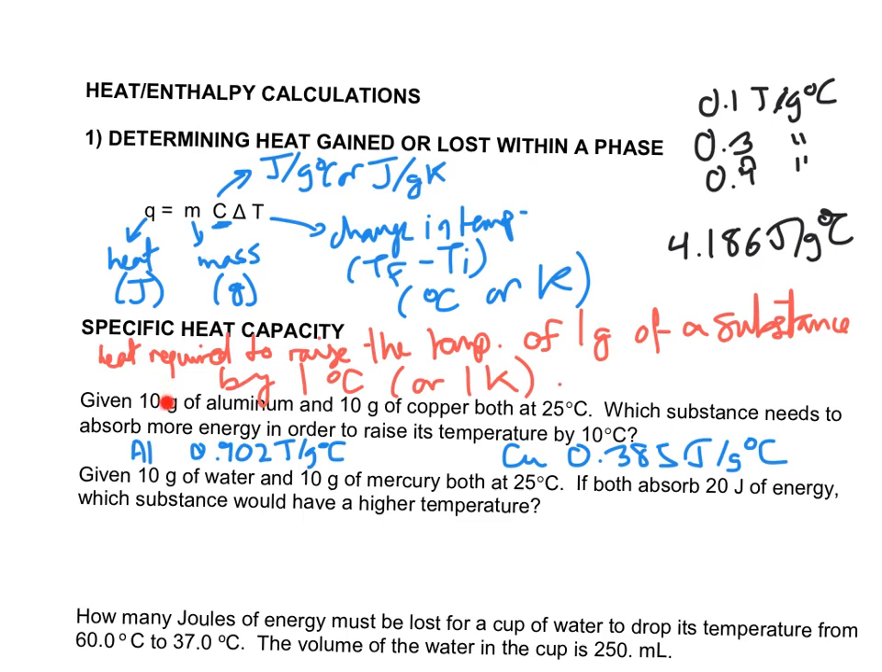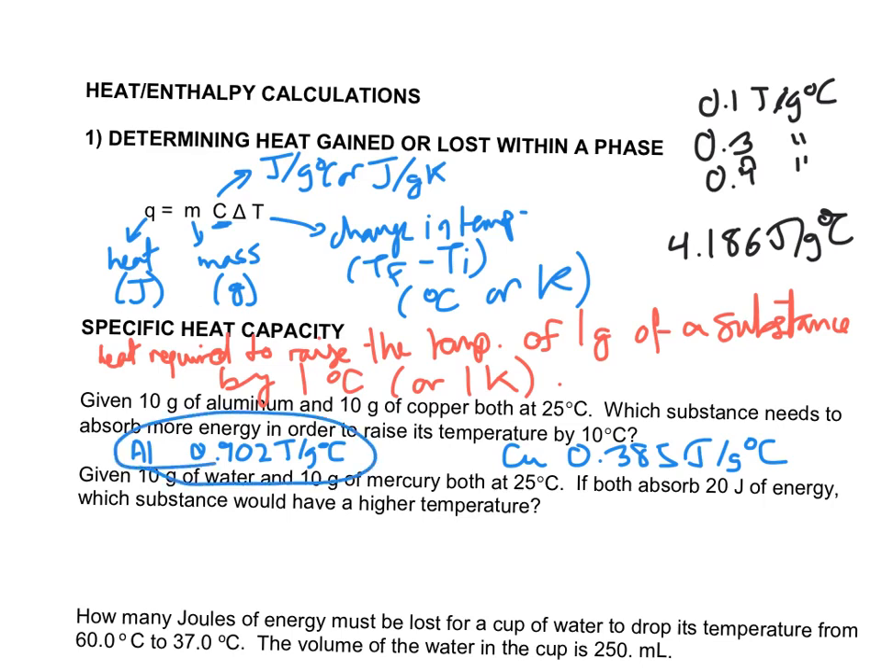So for 10 grams to raise it 10 Celsius, it would be 90 joules for the aluminum and only 38.5 joules for the copper. But you don't even need to think about numbers as long as you're starting with the same mass, the same initial temperature, and the same change in temperature. Then you just look at the specific heat capacity. This one needs more. So the answer is the aluminum.